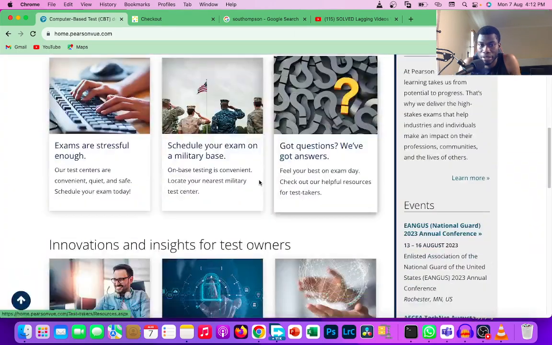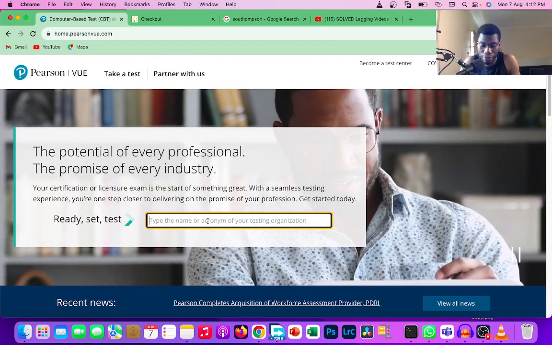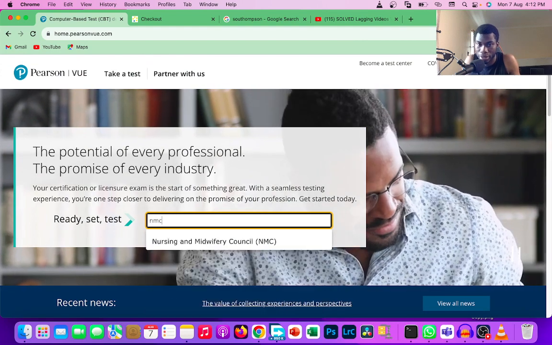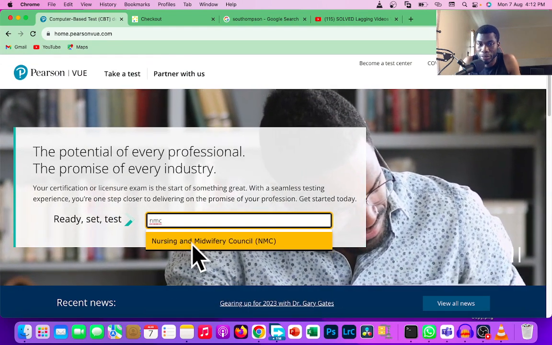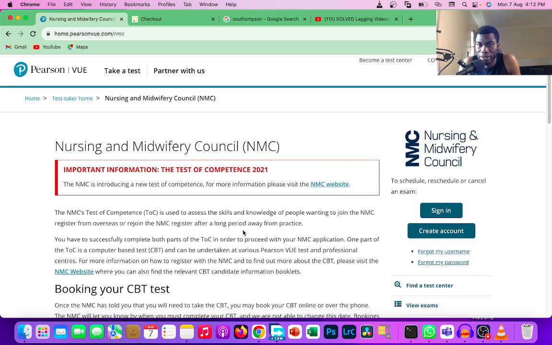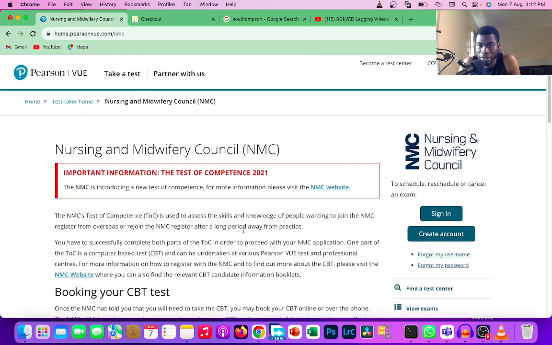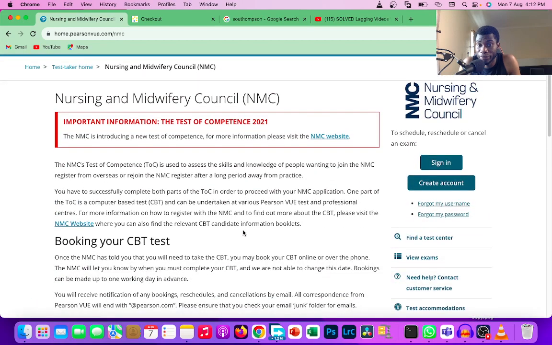So this is the page it is going to bring you to, right? All you need to do is type in NMC, and of course it will bring up NMC. This is NMC UK. When you click it, it's going to bring you to this particular page. If you want to log in with the Pearson View logins that they sent to you, just click on sign in, and here you can see your CBT, where you booked it, your center, and all those details. That's what I used to book for the CBT.